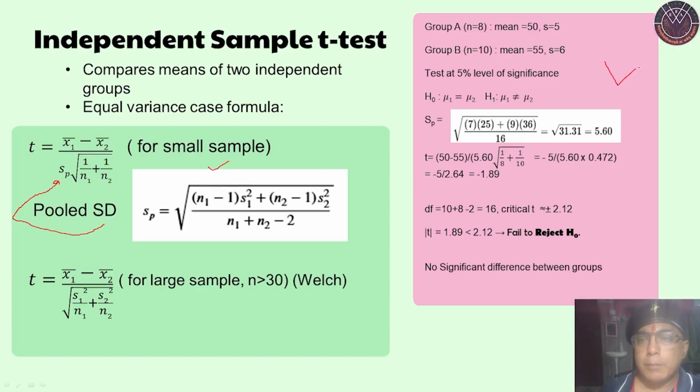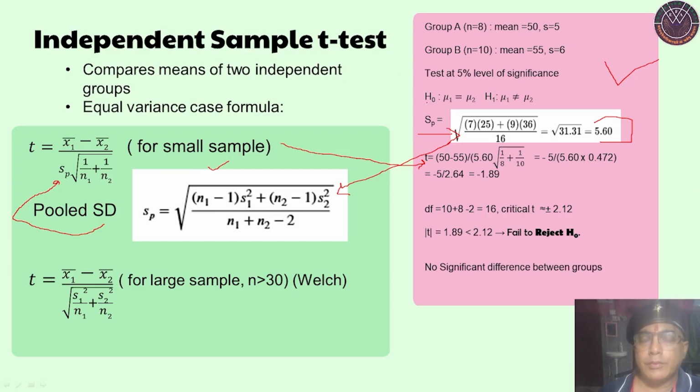Now take the example for a small sample. Group A sample size is 8, group B sample size is 10, which comes under small sample. Means are given, standard deviation is given. So you calculate the pooled variance and pooled standard deviation SP, and you got the value as 5.60 using this formula. Now putting this into the t formula, you calculate the t value.